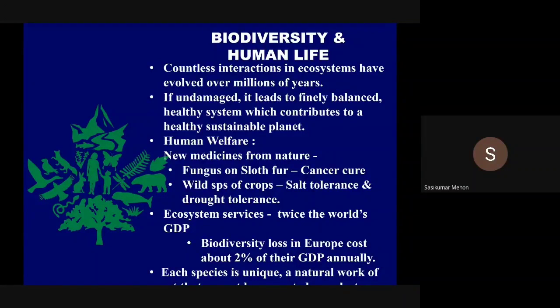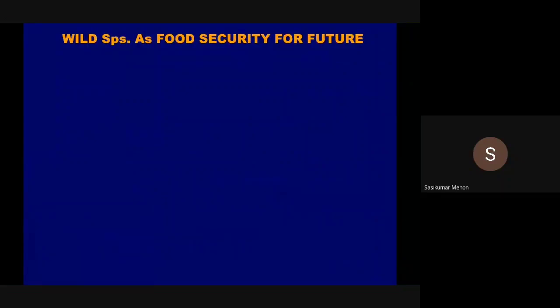So each species is unique. It's a natural work of art and cannot be recreated once it is lost. This is the most important thing, and we all agree that this is true. Now, as I told you, the wild species that are surviving in our forests, which are part of our biodiversity, are going to help us as food security for the future. I'll give you some classic examples.